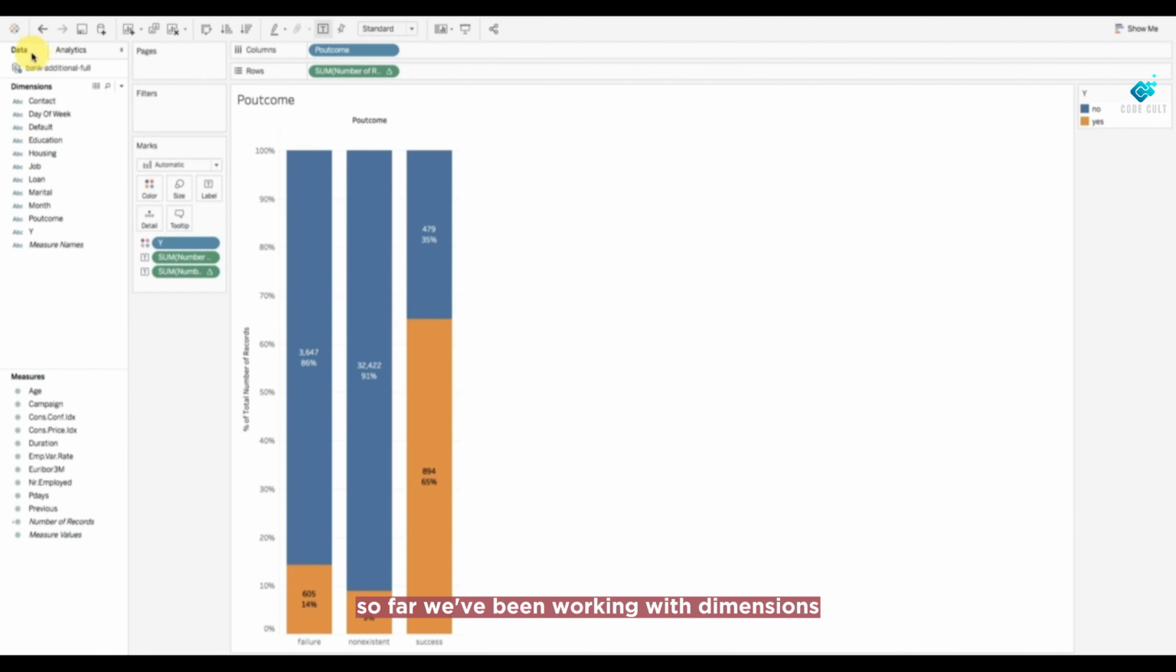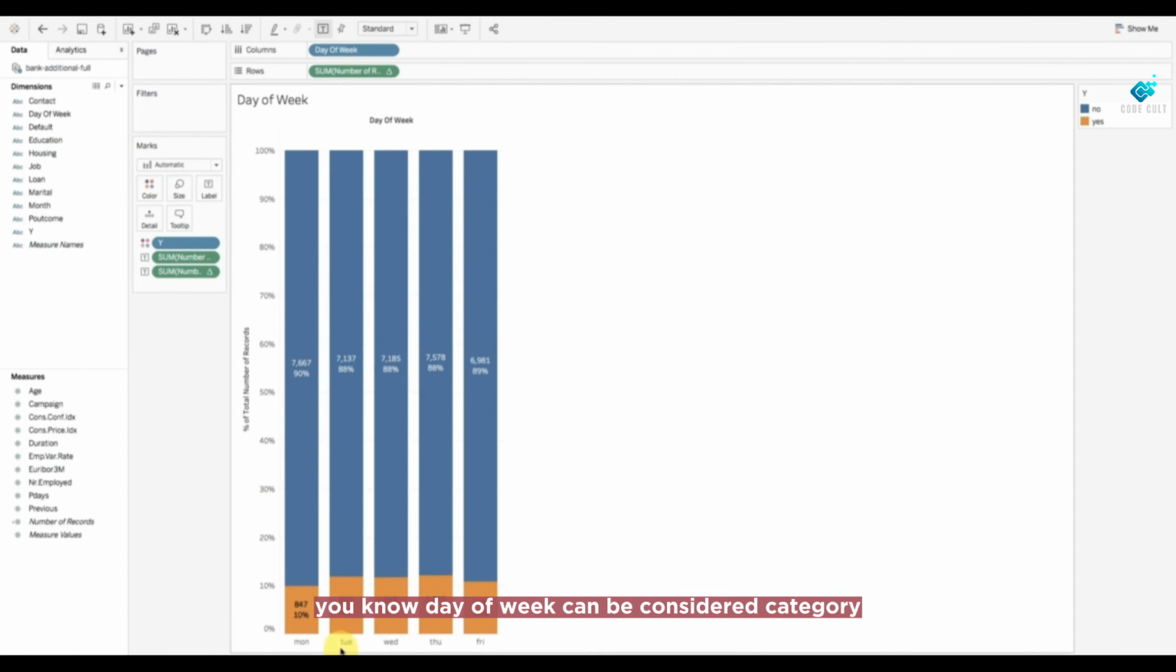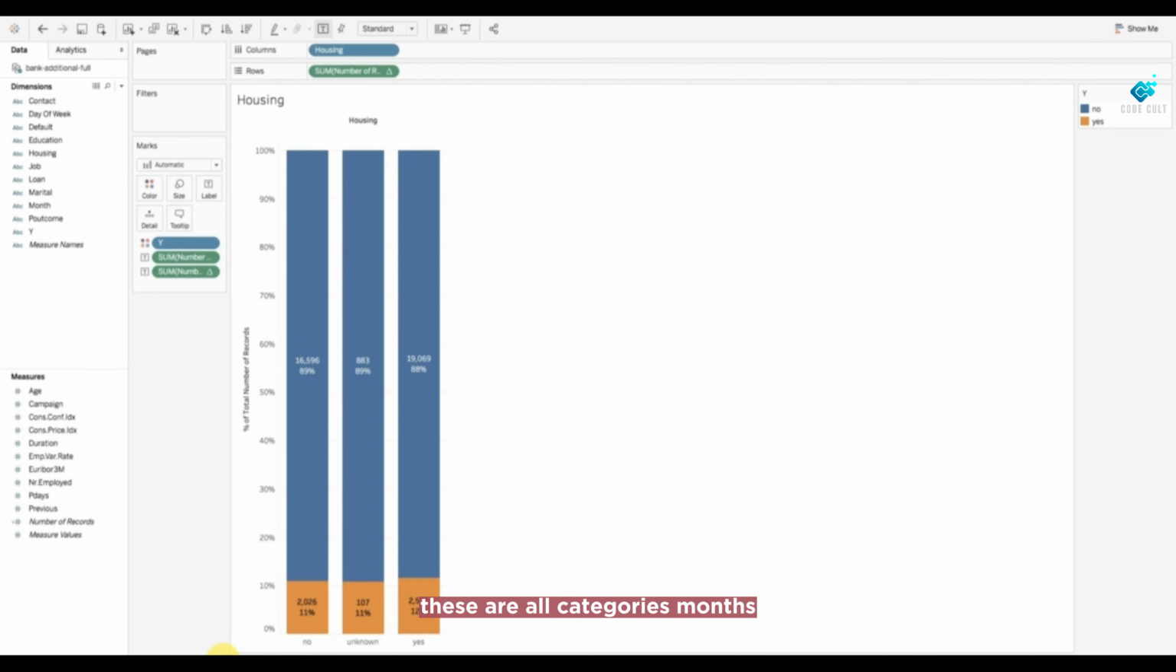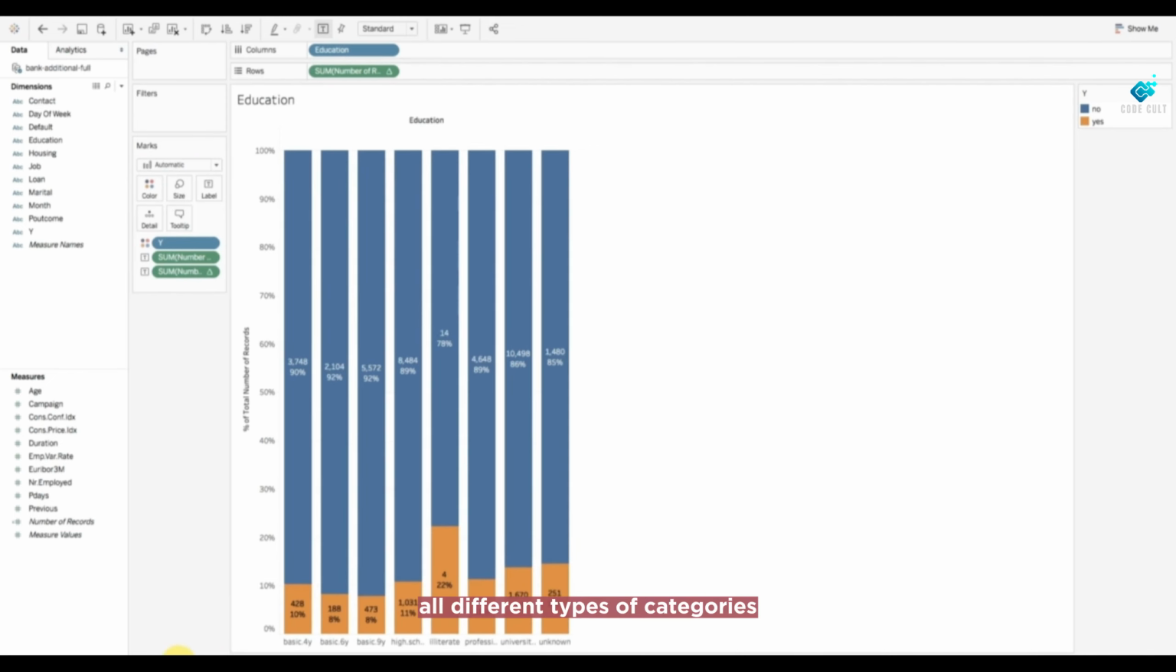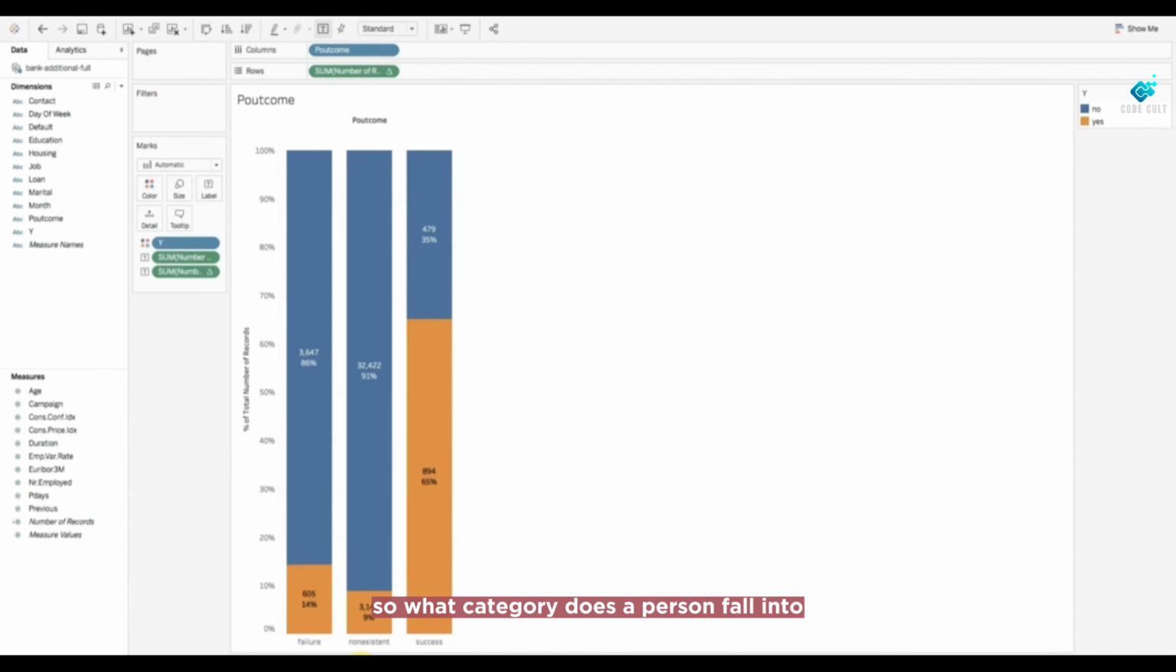So far, we've been working with dimensions, and dimensions are actually categorical variables. These are the types of variables that are yes/no variables, or say a day of the week, type of education a person has, the marital status, so it's basically words or categories. Day of week can be considered a category. Months, these are all different types of categories. So what category does a person fall into?